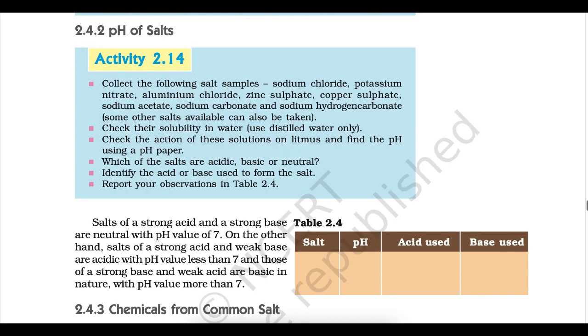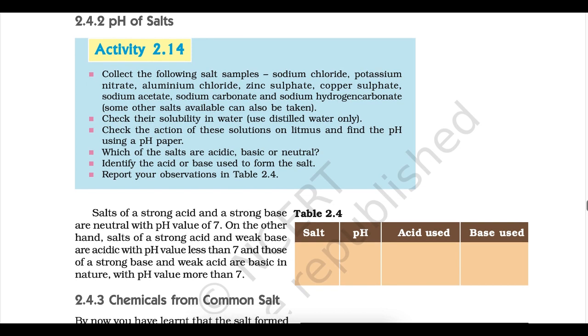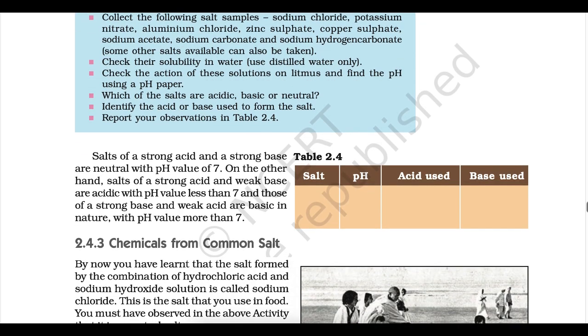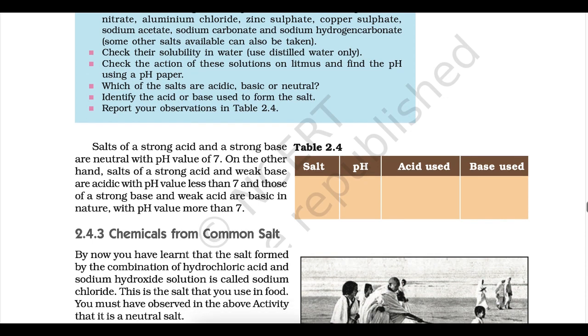pH of salts. Activity 2.14. Collect the following salt samples: sodium chloride, potassium nitrate, aluminium chloride, zinc sulfate, copper sulfate, sodium acetate, sodium carbonate, and sodium hydrogen carbonate. Some other salts available can also be taken. Check their solubility in water. Use distilled water only. Check the action of these solutions on litmus and find the pH using the pH paper.